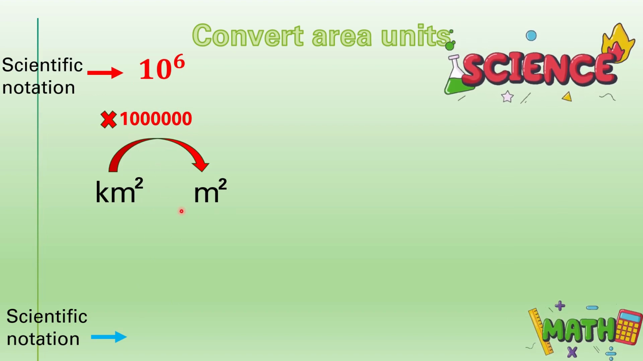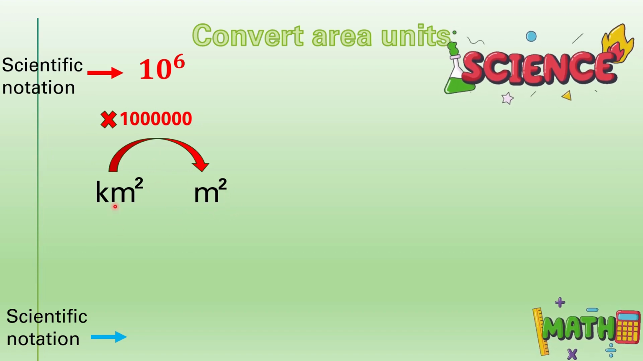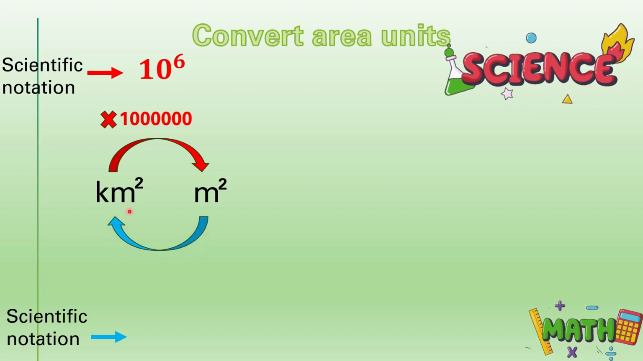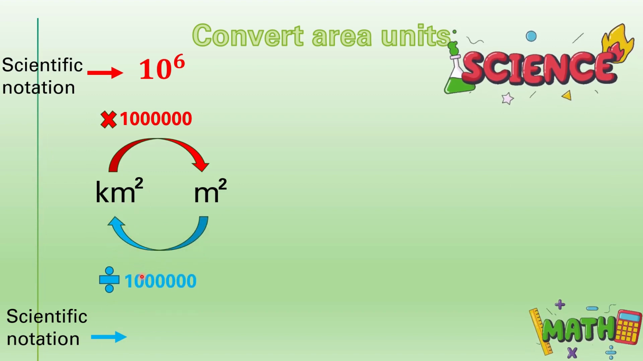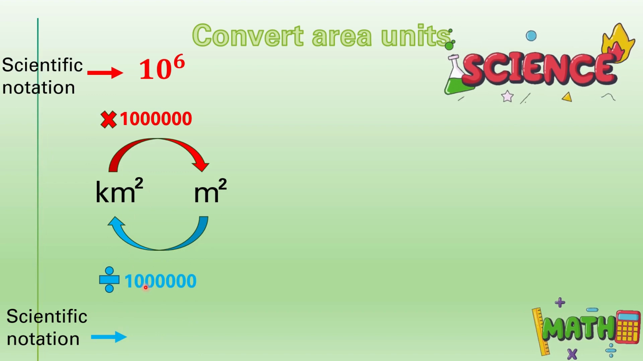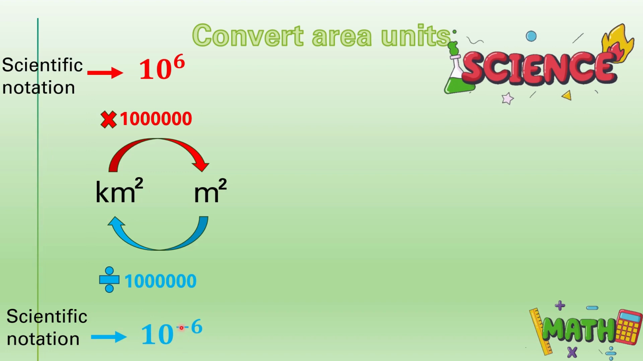Then in the opposite direction, if you are going from meter squared to kilometer squared, so from smallest to biggest, you are dividing. With how much are you dividing? You are dividing with 1 million, or in scientific notation, it will be 10 on the power of minus 6.